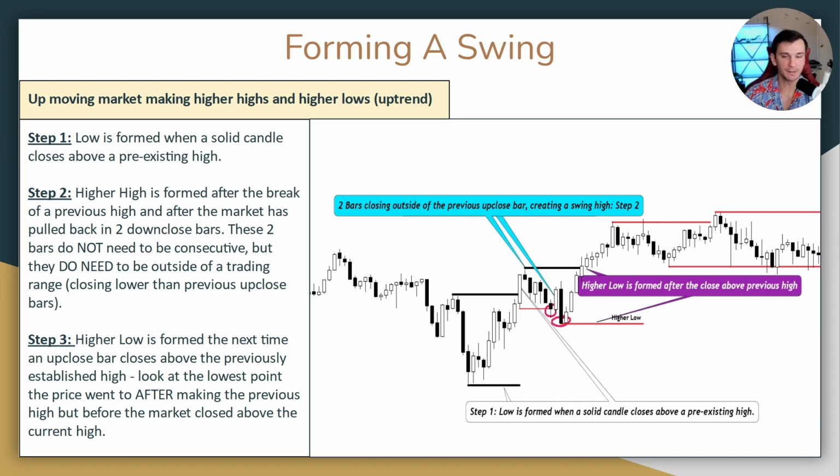So let's objectively define how to identify a high and a low, because if you don't do this, especially when you get down on those lower time frames, the chart becomes noisy, there are too many candles, and it becomes more difficult to read if you don't know what you're looking for. So step one: a low is formed when a solid candle closes above a pre-existing high.